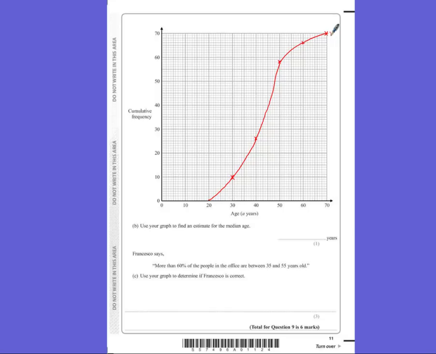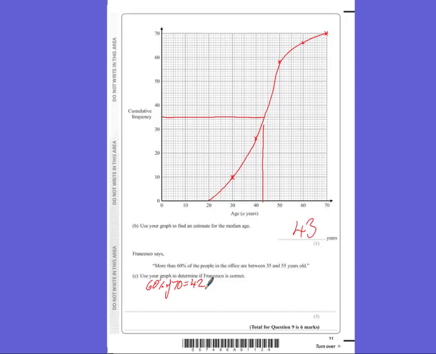So if there are 70 people, the middle person, which is the median, must be at 35. So we're going to go to 35, we're going to go across and we're going to read off, and the answer is 43 years old. It says Francesco says that more than 60% of people in the office were aged between 35 and 55. Was he right? Well, 60% of 70 is 42 for starters. So we need to say that there were more than 42 people aged between 35 and 55.